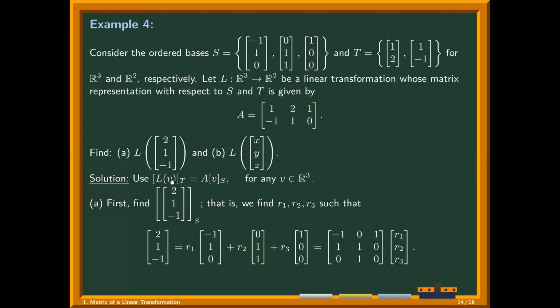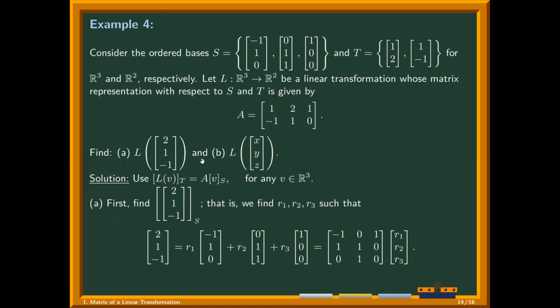We simply use this formula: to obtain the coordinate vector with respect to T of L of v, we just multiply A to the coordinate vector of v with respect to S. This holds for any vector from the domain.